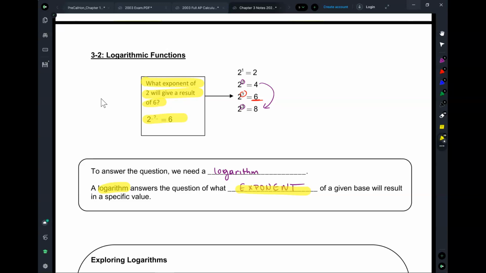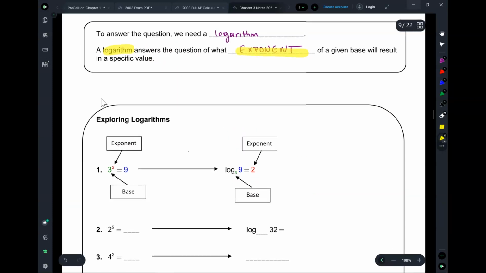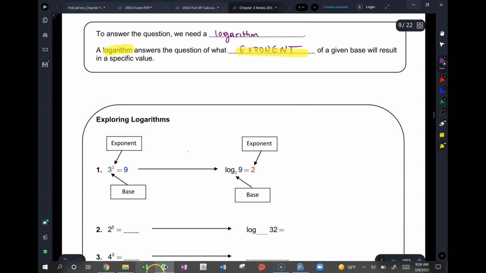An exponent. So if I'm walking down the street and someone taps me on the shoulder and says, hey, I'm sorry to bother you, but what's a logarithm? It's an exponent. Okay? That's what it is. It's an exponent. So let's explore some logarithms.